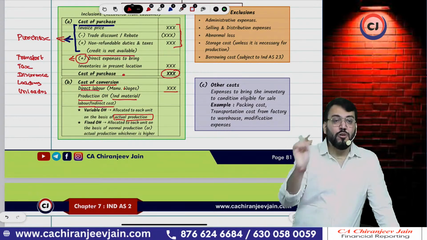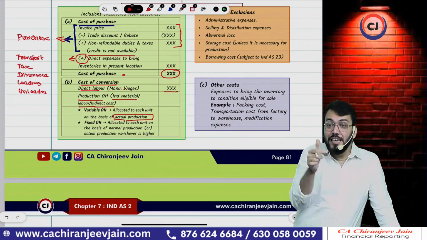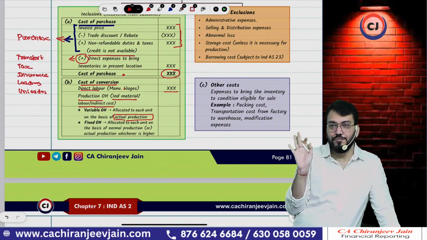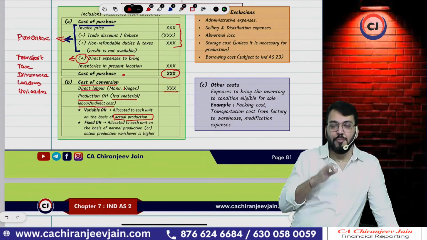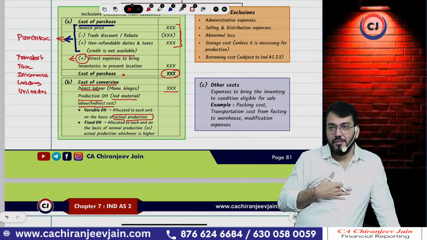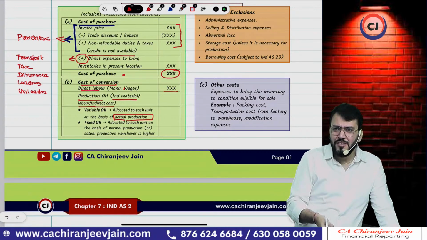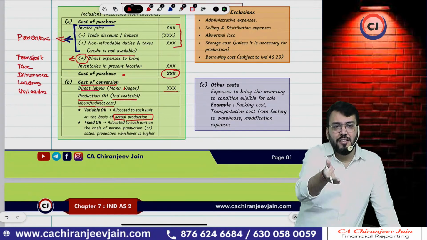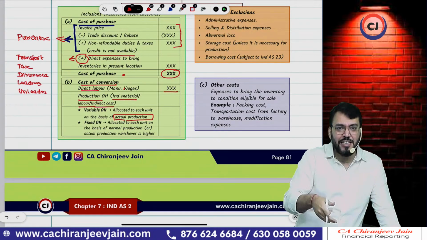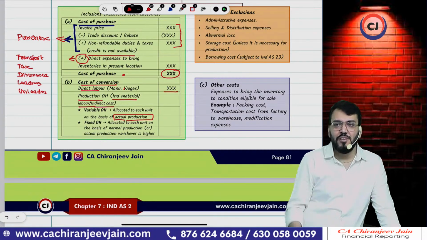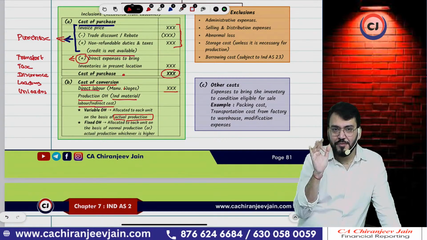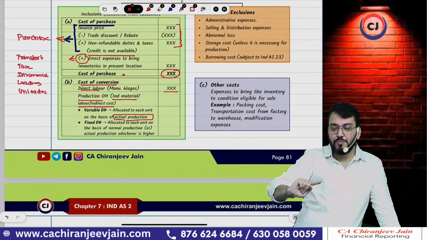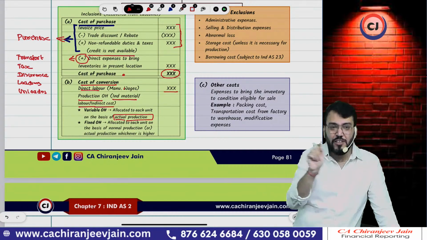Correct. But fixed overhead, Ind AS 2 says, I don't know what your costing teacher says. I'm not teaching you costing. Costing is the same thing you have done. So what is the difference between the cost price calculated as per costing and the cost price we are calculating as per Ind AS 2? Whether they are same or different. Difference is, it is same.